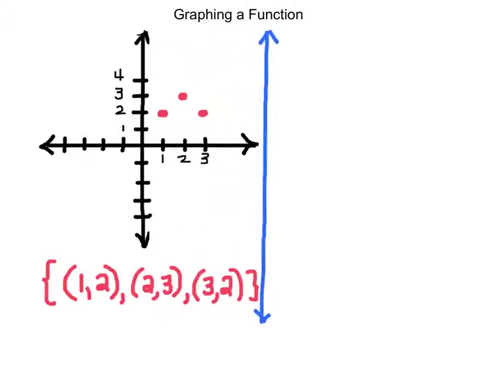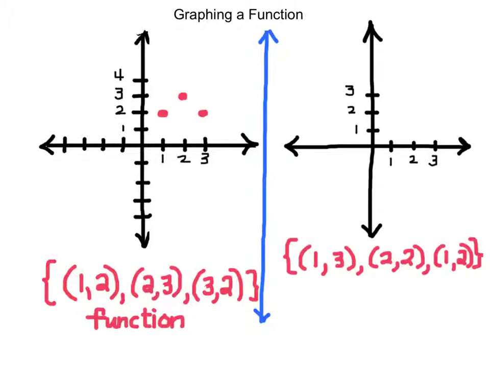Let's take a look at a relationship, such as the one we see down here in red, that is not a function. This relationship that we see right here is a function. But let's look at a relationship now that is not a function and one that fails the vertical line test.